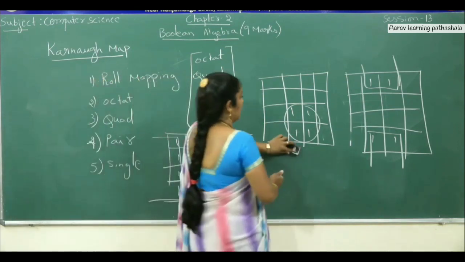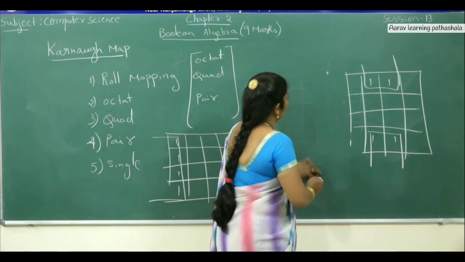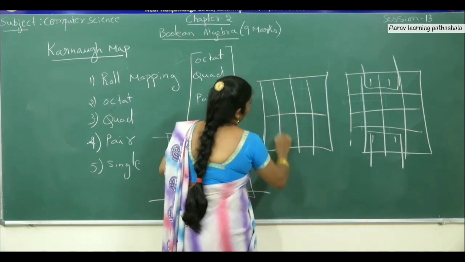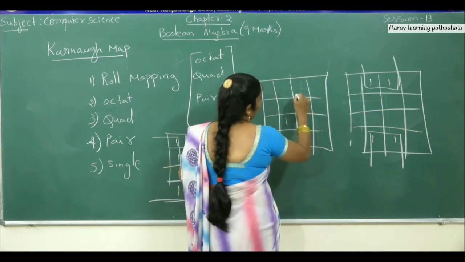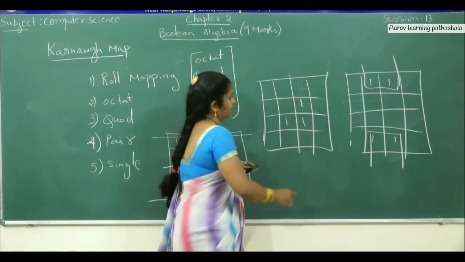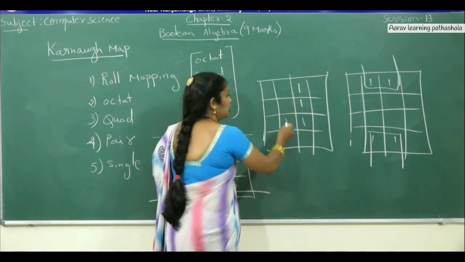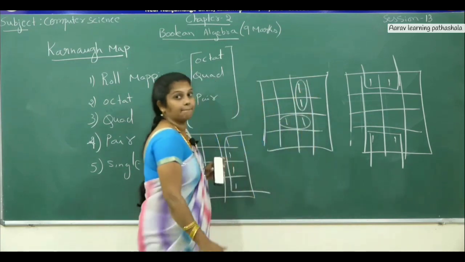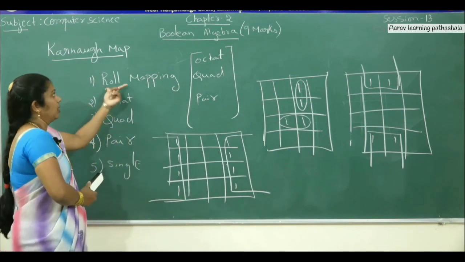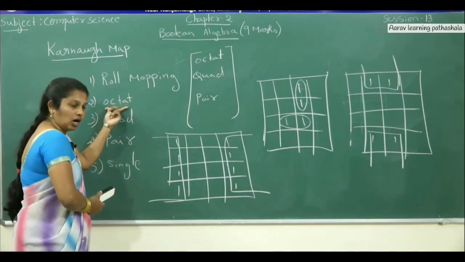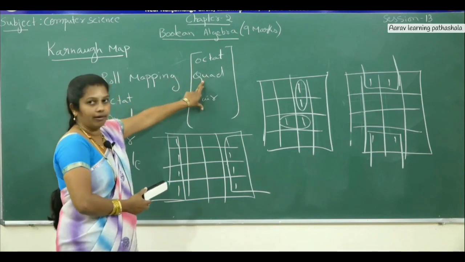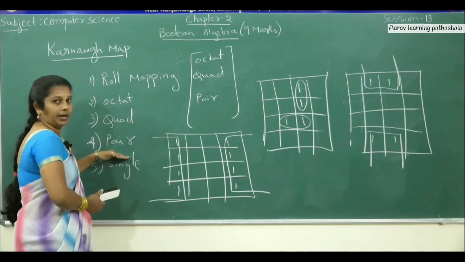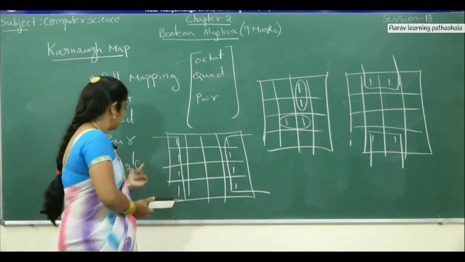And pair, for example, the same K-map I will take, and on that we will explain pair. Here also I am having 1 and here also I am having 1. Then if I circle 2 adjacent 1s, it can be called a pair. In roll mapping, first I have to check, then under that also octet, quad, then I have to check pair. After that, next I have to check octet, then quad, pair. Then later on, finally we have to check for single.